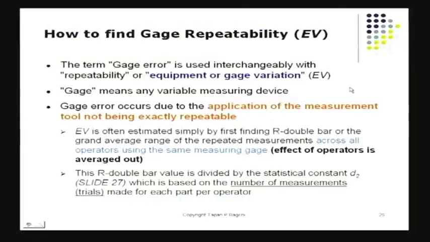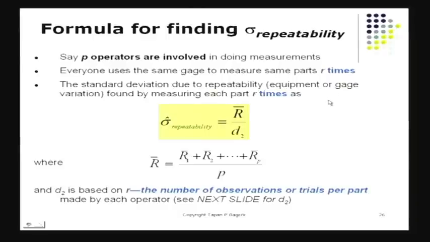Now, how do we find repeatability as an example? Let's take a look at how we find repeatability. Then we'll also take a look at how we find reproducibility. You can see the slide here, which is using EV as the notation for what we call the variance due to repeatability. These are the different readings obtained by the same gauge, by the same operator. There are some variations there, and that whole thing is quantified as a variance, and this is called the equipment or gauge variation.